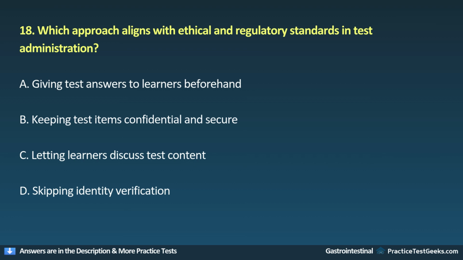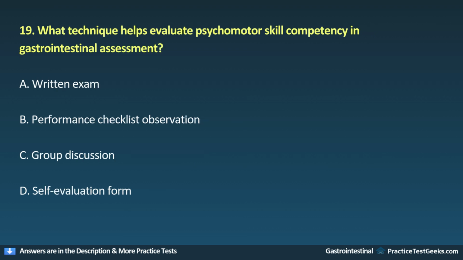18. Which approach aligns with ethical and regulatory standards in test administration? A. Giving test answers to learners beforehand. B. Keeping test items confidential and secure. C. Letting learners discuss test content. D. Skipping identity verification.